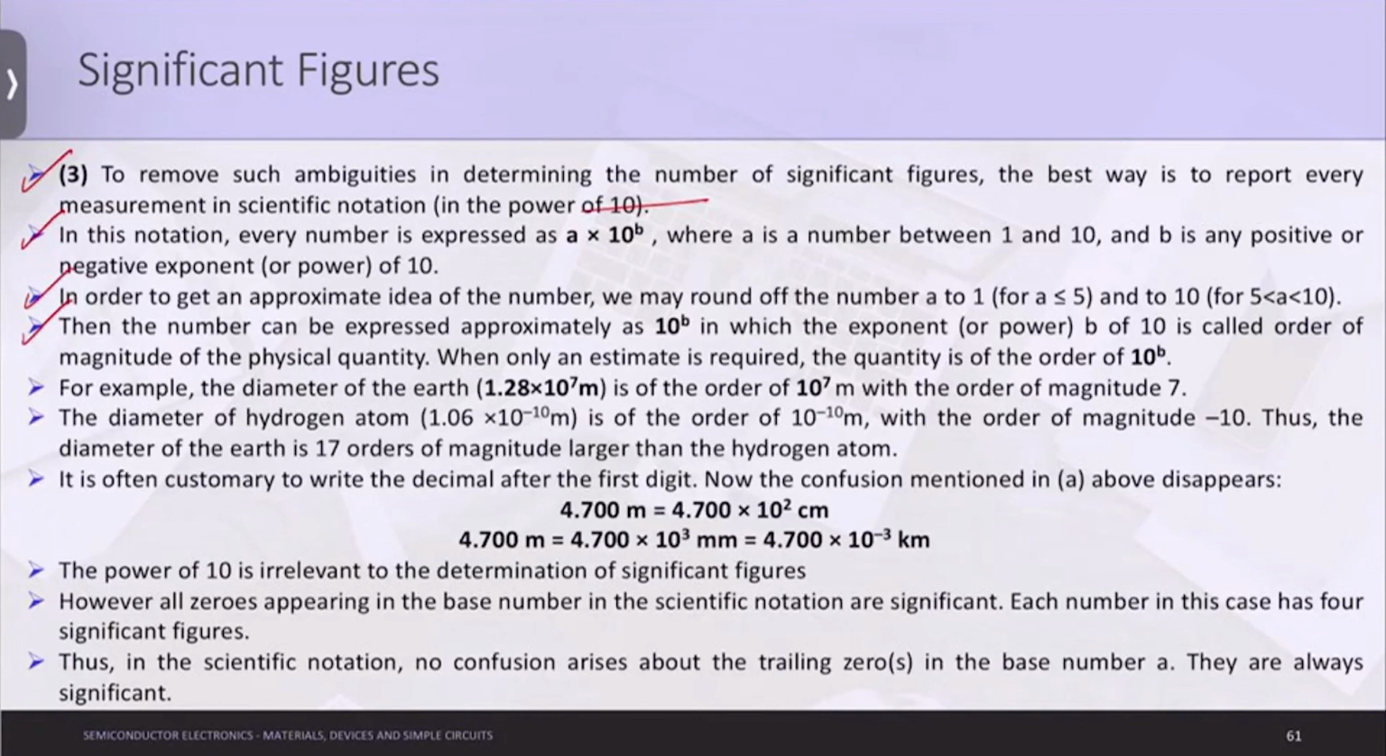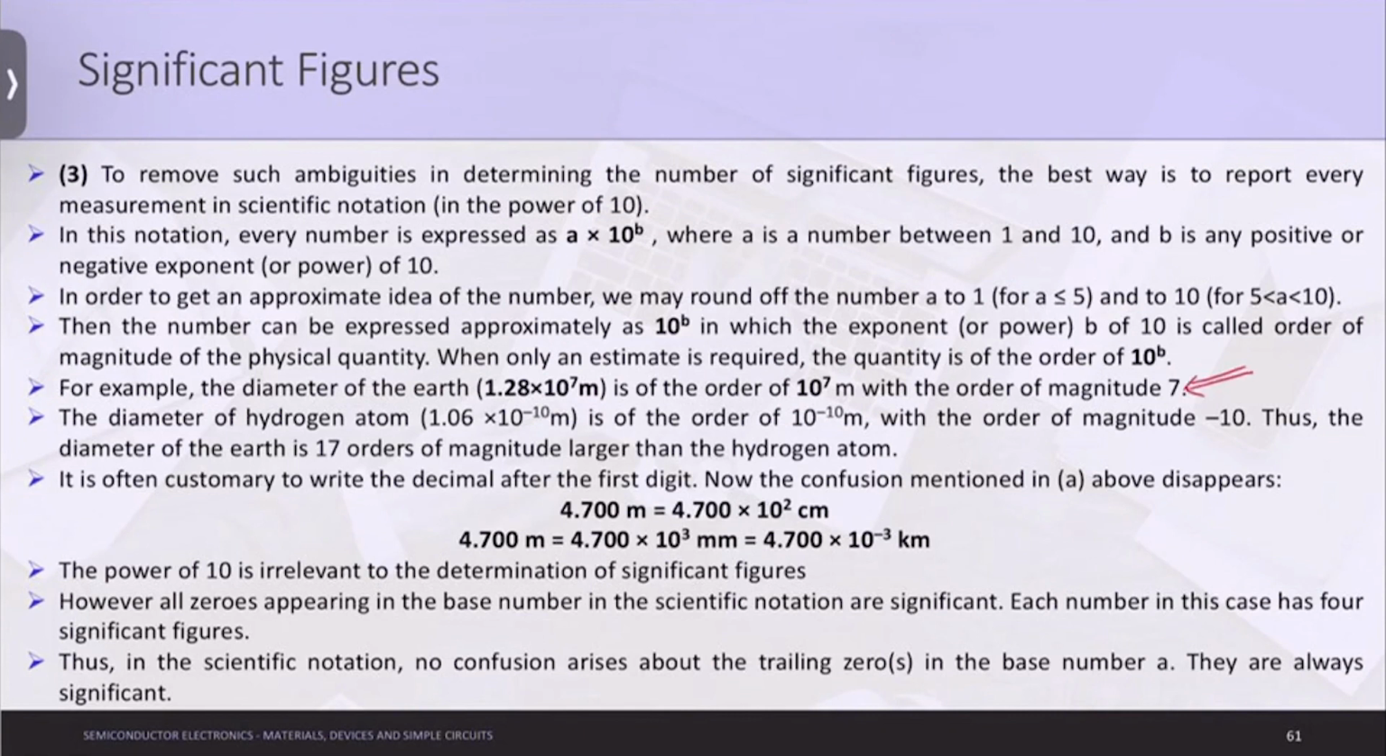Fine. So one of the examples written here: the diameter of the earth is 1.2 × 10^7 meters, which is of the order of 10^7 meters. Quite evident, as you can see, 10 to the 7 is written here. Therefore, the order will be 10^7, with the order of magnitude 7.